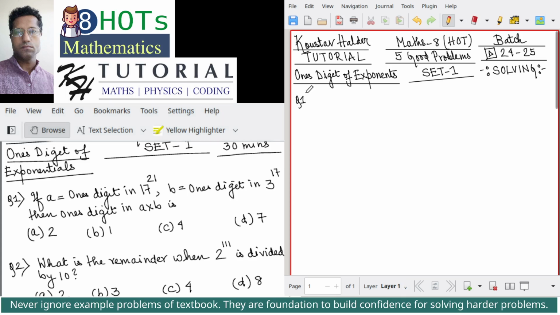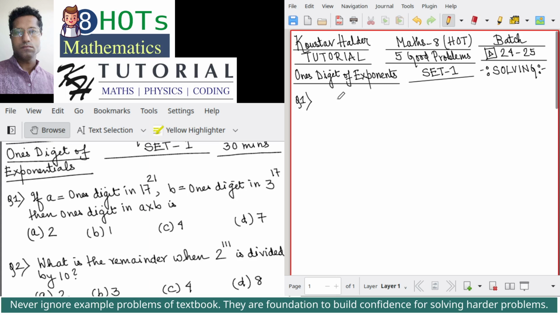Question number 1 says that if a equals the ones digit in 7 to the power 21 and b is the ones digit in 3 to the power 17, then the ones digit in a multiplied by b is. Now I will briefly give the fundamental concept of how to find the ones digit of a number in exponential form, that is, any positive integer raised to the power of any positive integer, and also how we find the ones digit in a product of numbers.